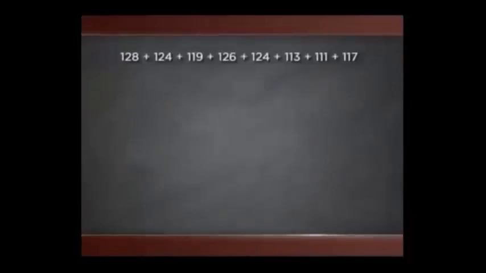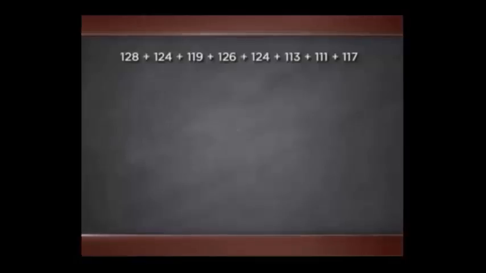Again, the mean is simply the average of the values in the list. That means I need to add the values together that are in the original data set and then divide by the number of values in the list. So first things first, I need to add those numbers. And when I do so, I'm going to have a somewhat larger looking problem, but it's just a bunch of additions. It would be 128 plus 124 plus 119 plus 126 plus 124 plus 113 plus 111 plus 117.